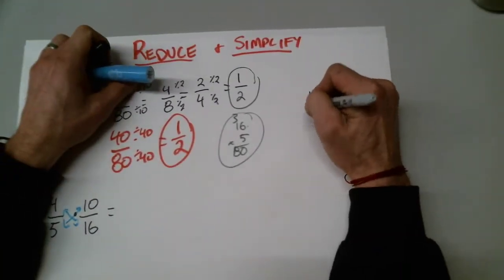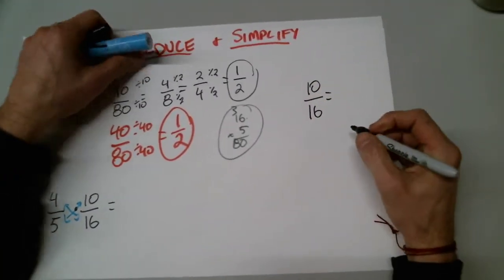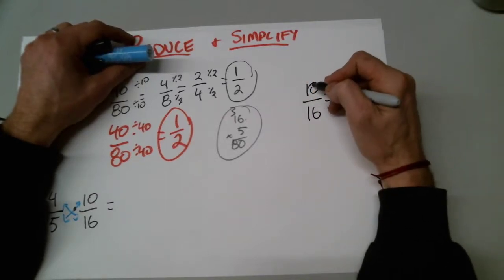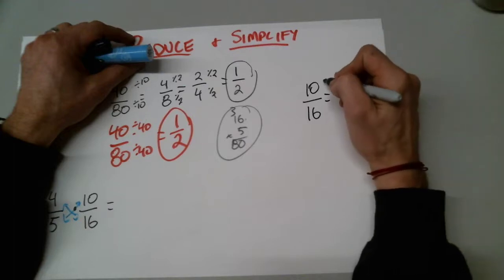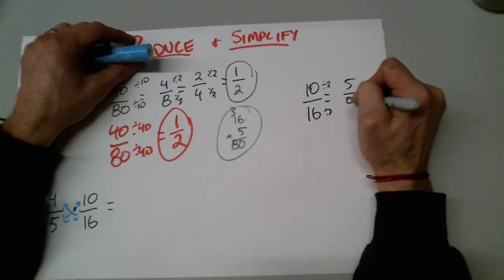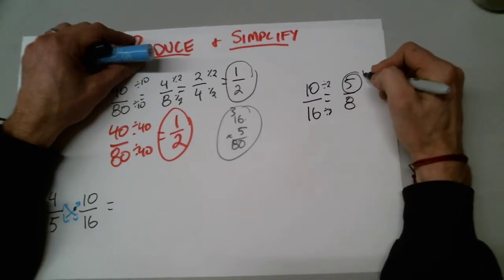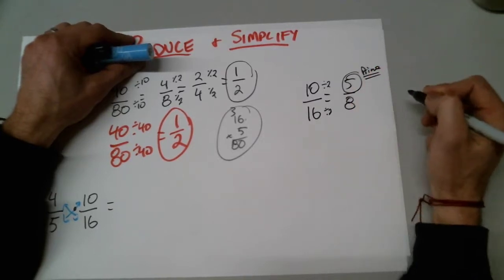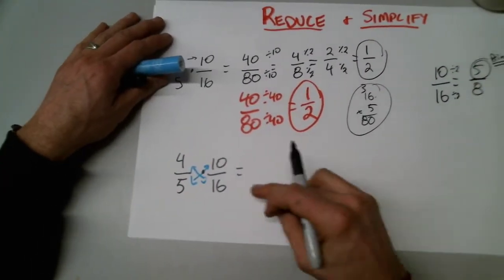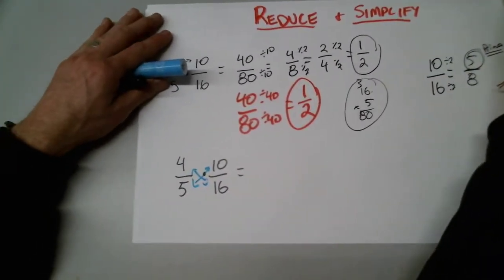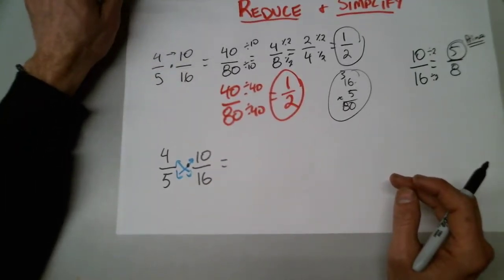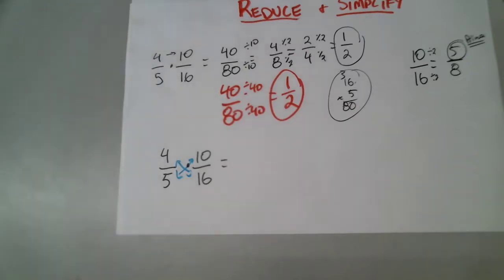if I had 10 over 16, how can I reduce that one fraction? What goes into it? They're both even. It's always a good place to start. So if I can divide by 2, that gives me 5 over 8. 5 is a prime number. His only friend is one. So now I could actually reduce this right down to 5/8. So you can also reduce fractions on top. Most people who write questions aren't going to make it that easy though.